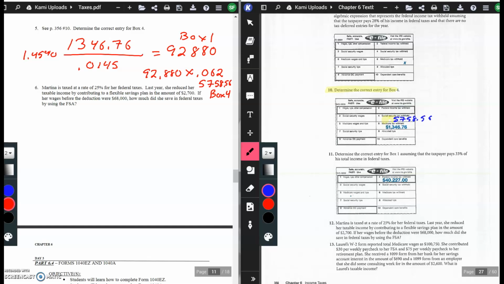So remember, by moving the $2,700, it lowers her income that's being taxed. Okay, so you're going to take your $2,700. Okay, and the tax rate for that money is 25%. So times 0.25. So 2,700 times 0.25 gives us a dollar amount of $675. So how much did she save in her federal taxes by using that? She saved $675 in the amount of tax that she paid. Okay, so that is it with part 6.3.